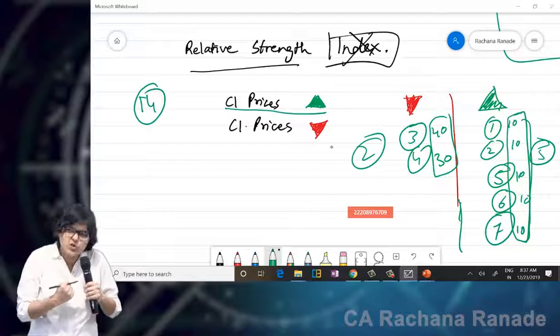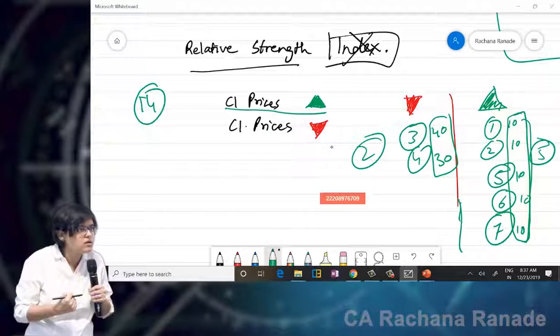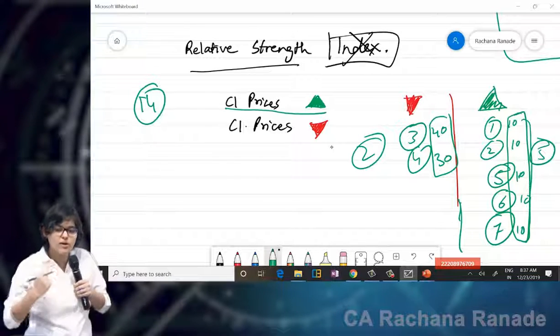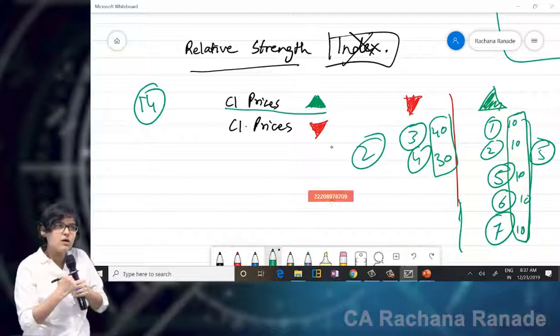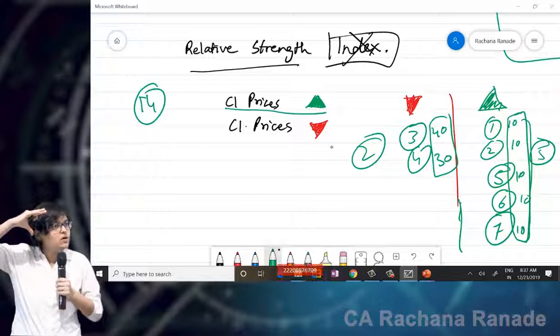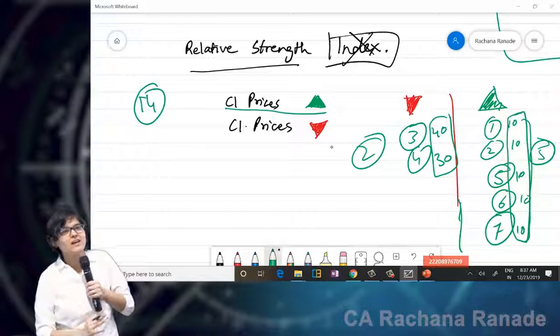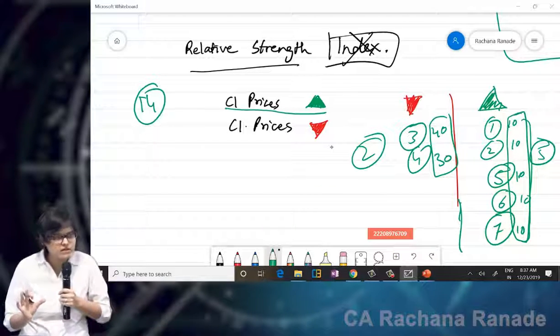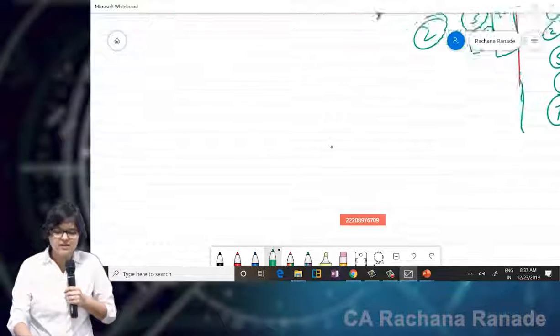And if I say it is showing strength, as compared to what? What compared with what is strength? Quickly tell me, what compared with what? Closing prices in green versus closing prices in red. Okay? Yes. So how is it calculated?